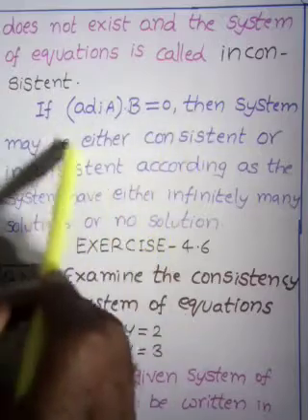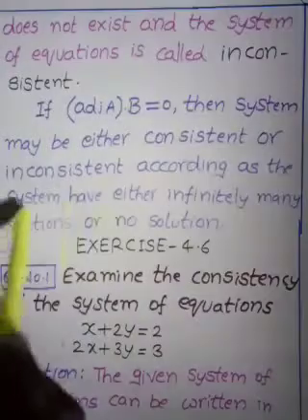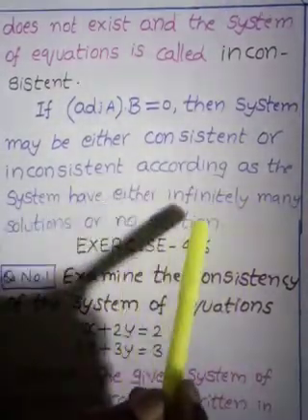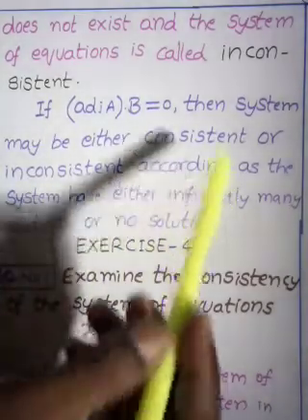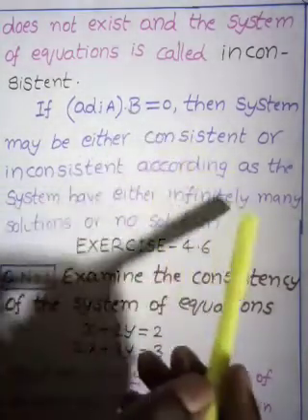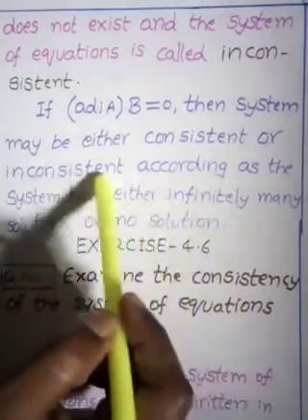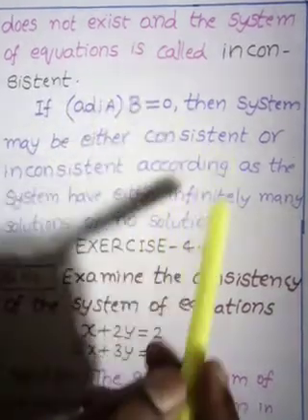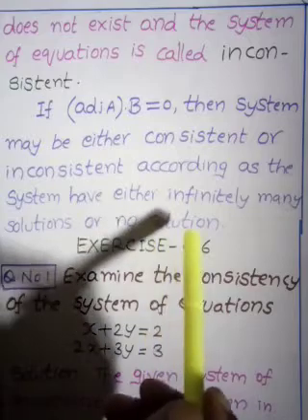Next, if adjoint A into B is equal to 0, if we get a zero matrix, then the system may be either consistent or inconsistent, according as the system has infinitely many solutions or no solution. If it has infinitely many solutions, it is said to be consistent. If the system does not have any solution, in that case it is said to be inconsistent. Understood these points, my dear children? These are the points we have discussed for exercise 4.6.